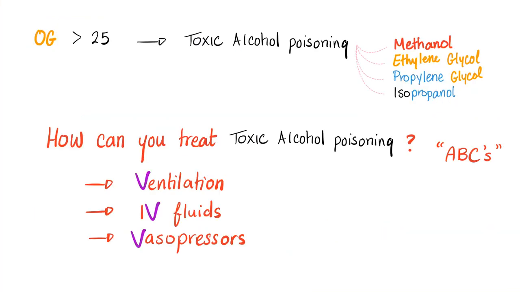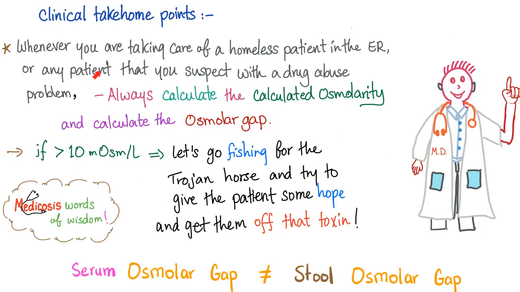Hey, medicosis, help me. My patient's osmolar gap is greater than 25. I suspect toxic alcohol poisoning. What should I do? Any emergency situation, remember your ABCs: airway, breathing, circulation, ventilation, IV fluid, vasopressors. A patient came to you. You suspected that the patient is intoxicated with a certain substance. What should you do? You should get the osmolality and the osmolar gap calculated. Greater than 10, there is a Trojan horse inside.